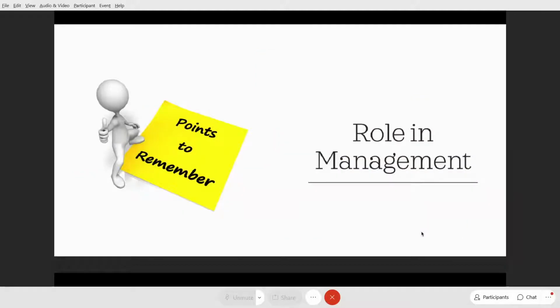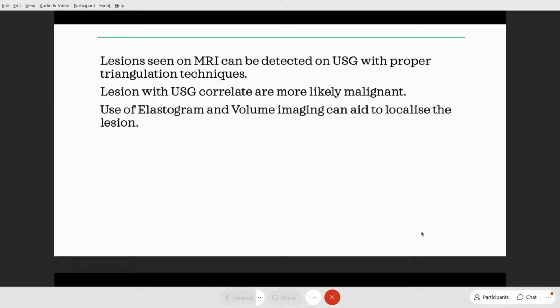To summarize the role in management, lesions seen on MR can be detected on ultrasound if we use proper triangulation techniques. Lesions with ultrasound correlate are more likely to be malignant. And whenever you find a subtle abnormality, use the advanced technology. Use of elastography and volume imaging can help to localize the lesion and also to target the lesions for biopsy.